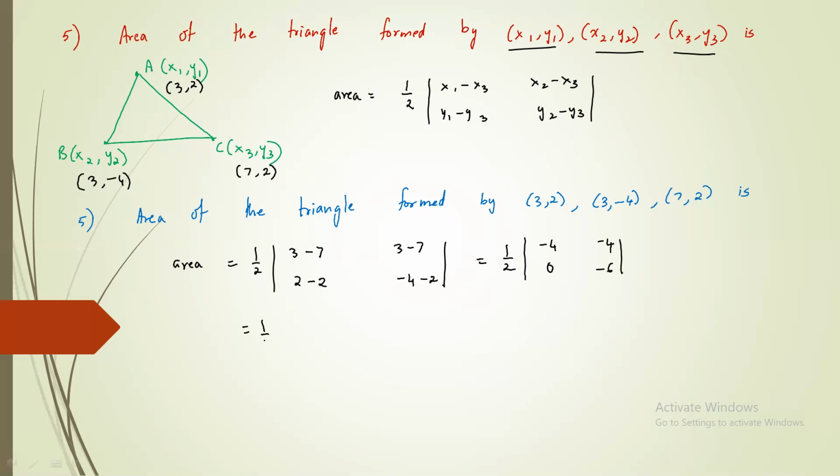When you find the determinant, you will be multiplying minus 4 and minus 6, minus 0 and minus 4. That means you will have half into 24 minus 0. And so you will get area of the triangle as 12 square units.